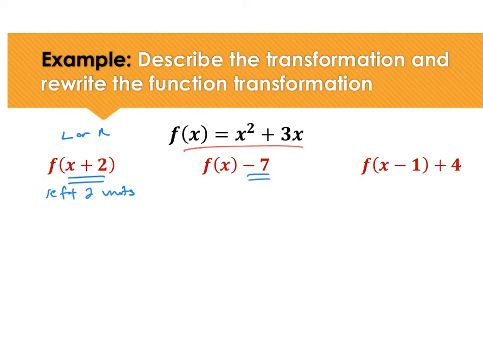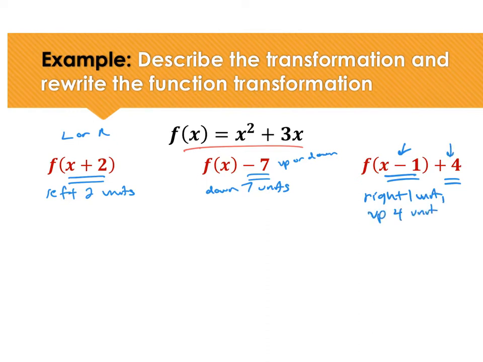Notice the minus 7, and the next one is on the outside. Remember that's up or down, and since it's minus 7 there, that sign tells you exactly the direction it goes. So down 7 units here. And the last one has a combination where we have inside the parentheses, remember that's left or right, but also we have an outside constant here, up or down. Remember inside the parentheses, it's opposite there. So in this case, since it's minus 1, that would actually be right by 1 unit. And then this plus 4 would be up 4 units.